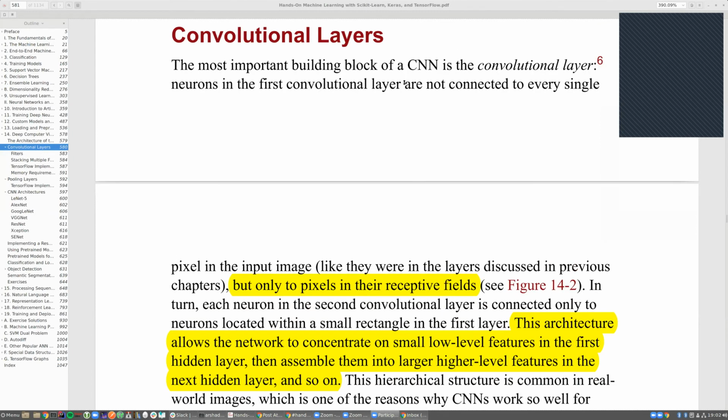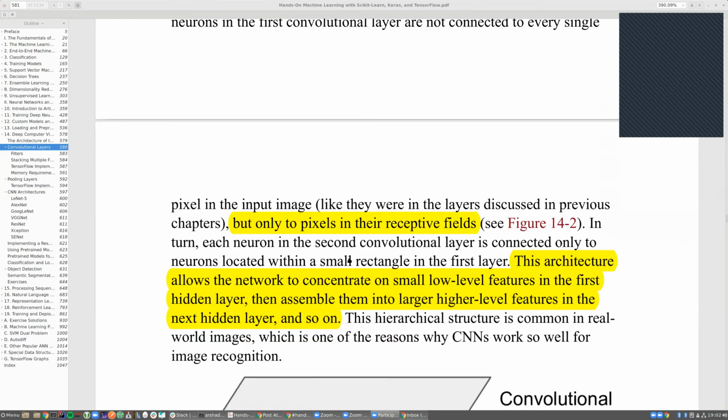So the most important building block for a CNN is the convolutional layer. Neurons in the first convolutional layer are not connected to every single pixel in the input image, like they were in the layers discussed in previous chapters, but only to pixels in their receptive field. So we'll see a diagram of it in a little bit.